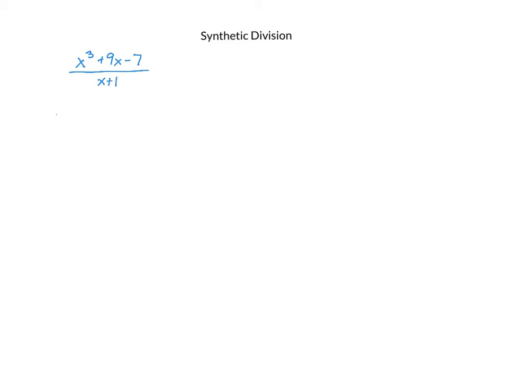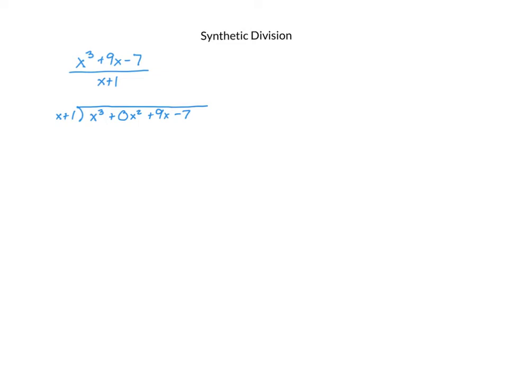So recall x plus 1 is our divisor, so it's going to go out here. And our dividend will come right here, x cubed plus, notice I need a placeholder because I don't have an x squared term, so that means it's really 0x squared. And then we have 9x minus 7. So here we go. Remember, we look to see what we need to multiply by x to get x cubed, and that is an x squared.